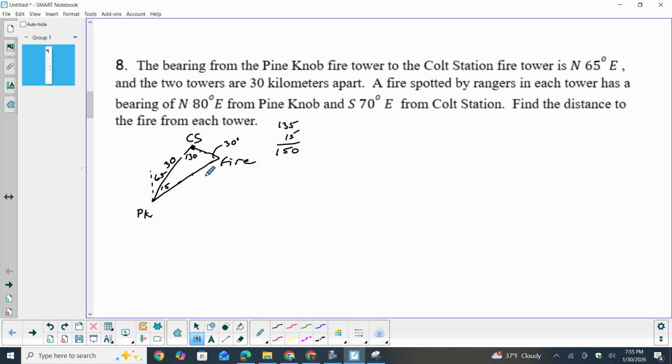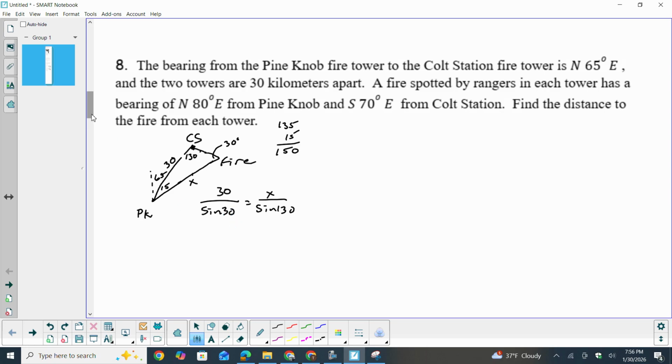Okay, so now I know all three angles. I can find whatever side I want. So the ratio of 30, the side length, to the sine of 30, the angle across from it, equals the side length from, let's say, PK, the pine knob, to the fire, I'll call X, over the sine of the angle across from it. Cross multiply: 30 times the sine of 130 divided by the sine of 30. Wow, way too many 30s in here.